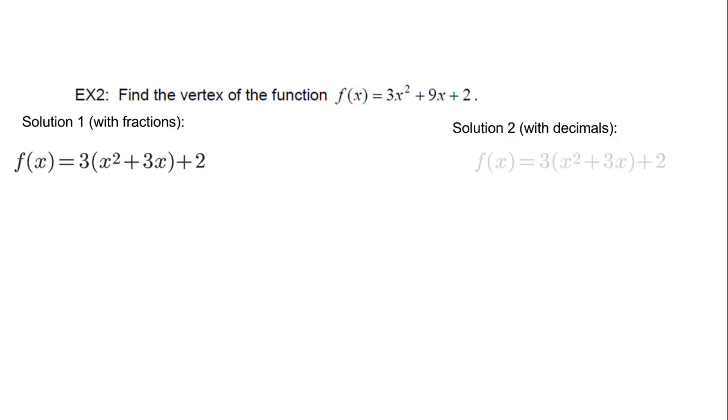And so the first one is actually the same on both ones. We factor out the 3. Leave the 2 alone. You don't have to take 3 out of 2 by dividing 2 by 3. It just makes it more complicated. Leave the 2 alone.